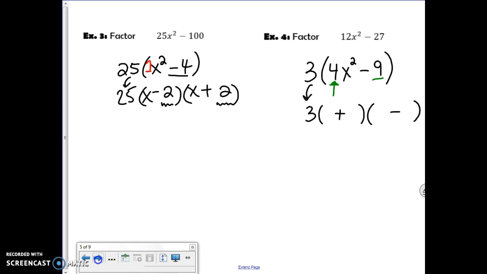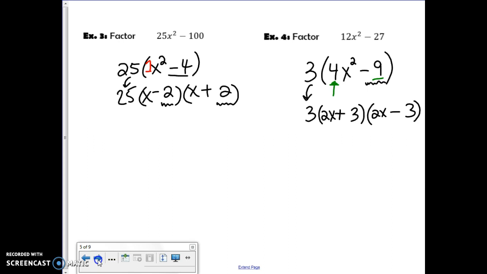Okay, so now we have to figure out what's going to go in these 4 spots that we have left. So remember, the trick for this one is we took the square root of the last number, so the square root of 9 is 3, so that's what's going to go here. And then you want to think about what number, if I multiply it by itself, will get me 4x squared. So don't think about it too hard, but if I do 2x and 2x, I would get back my 4x squared. That is it. That is fully factored. We cannot do anything more with that. That is as far as that is going to go.